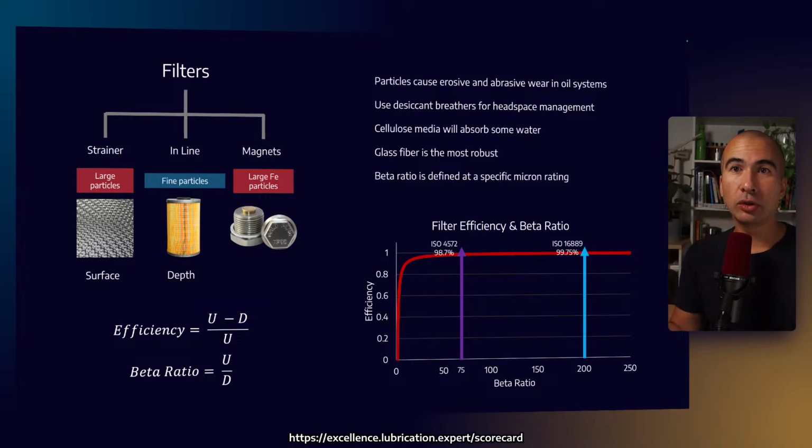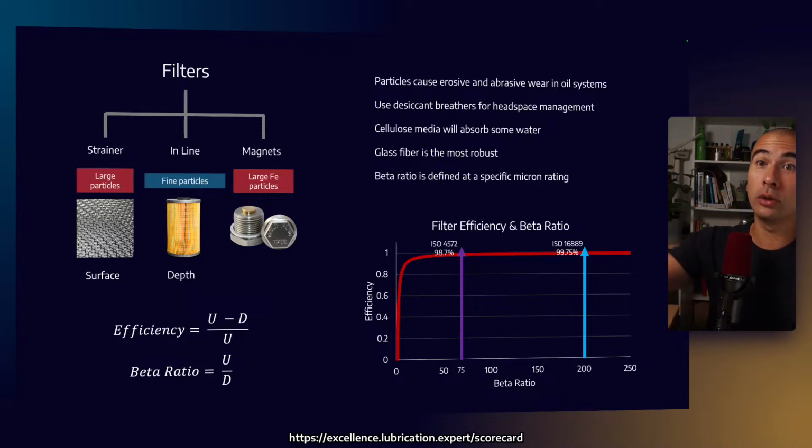Then we also have something called the beta ratio, which is literally just the number of particles upstream divided by the number downstream. So in that same instance, if I said 99% efficient, the beta ratio would be 100 divided by 1. So the beta ratio would be 100. That is an escalating kind of scale. If something is 99.9% efficient, it is a beta ratio of 1,000. 99.99% efficient is a beta ratio of 10,000. So it goes up with orders of magnitude.